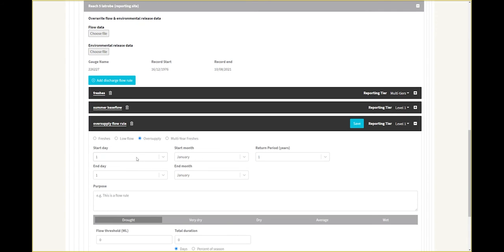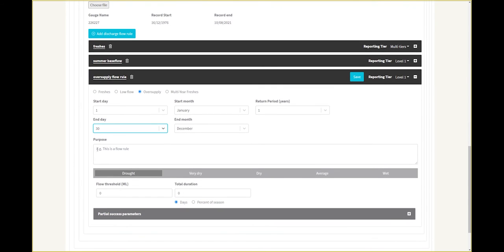So we can set the same as the other flow rules. We set the prevailing period of the year that we care about. Let's say we care about this for the entire year, 1st of January to the 30th of December. Return period is 1, so we care about it all the time. And the purpose of this flow rule is to ensure flow drops below a threshold for some period. And under the different prevailing climatic conditions, what do we want?